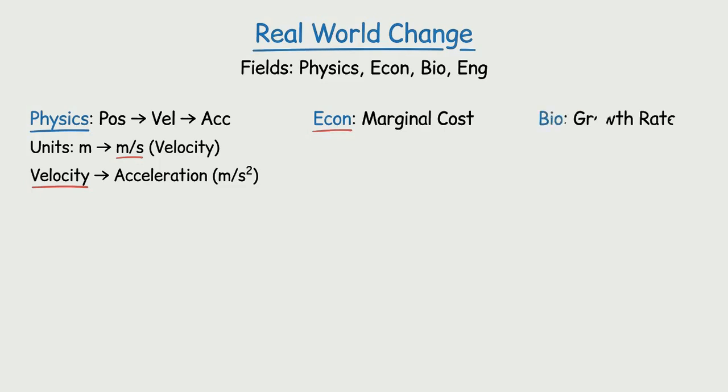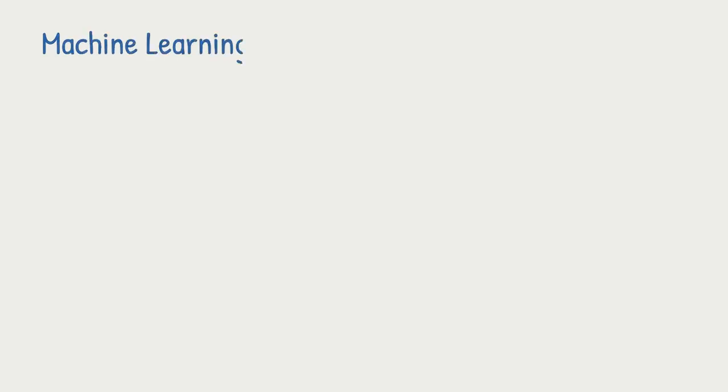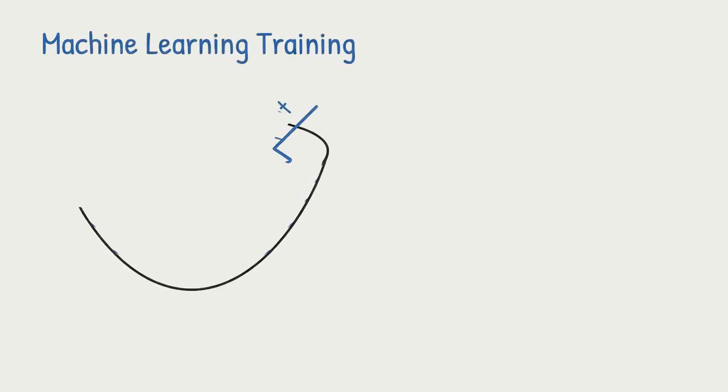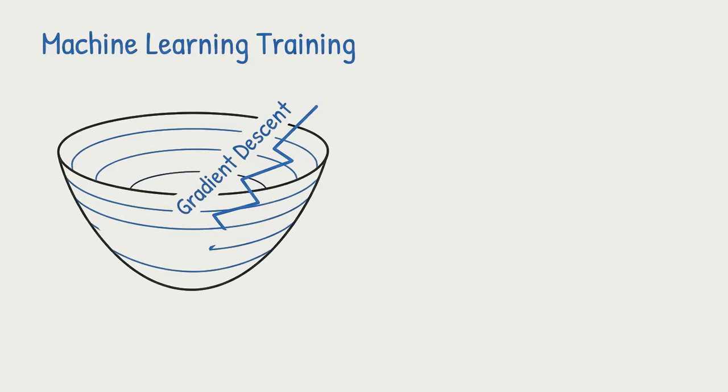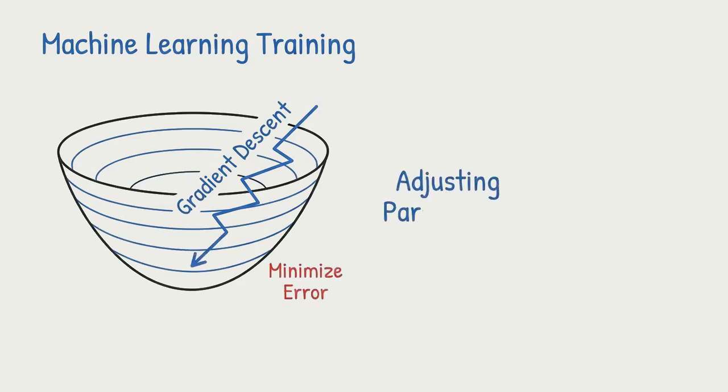In machine learning, derivatives are used to train models. Algorithms like gradient descent use derivatives to figure out which direction to adjust parameters to reduce error. The derivative tells the algorithm how to move to get better results. That's how neural networks learn.